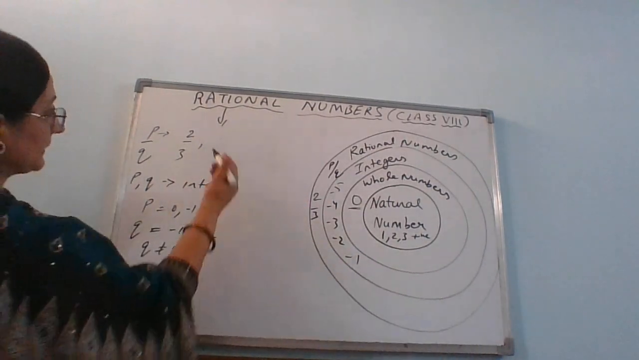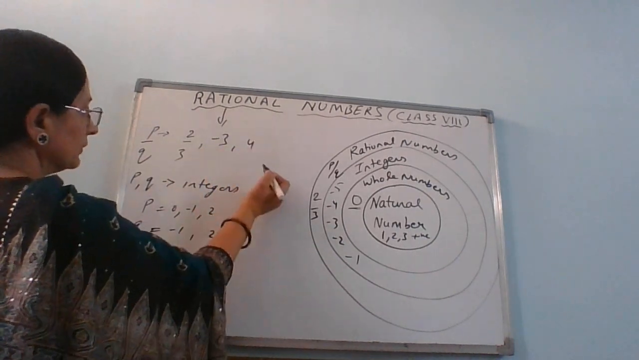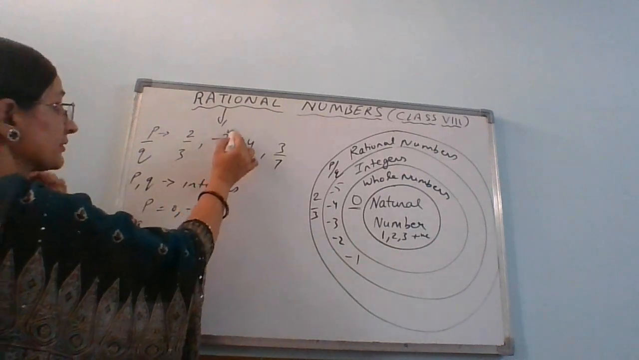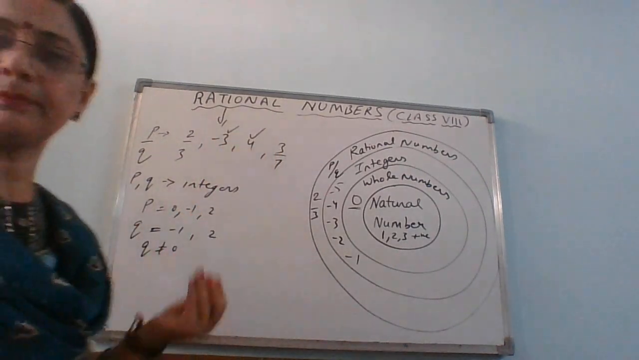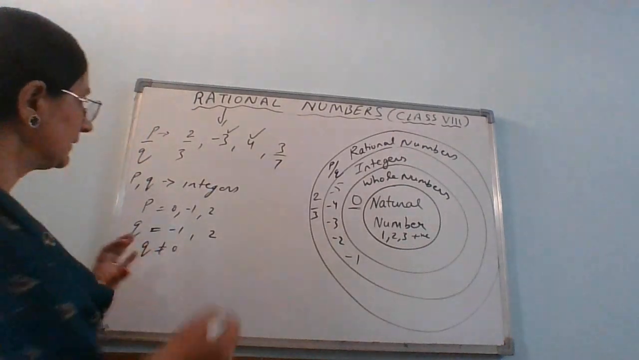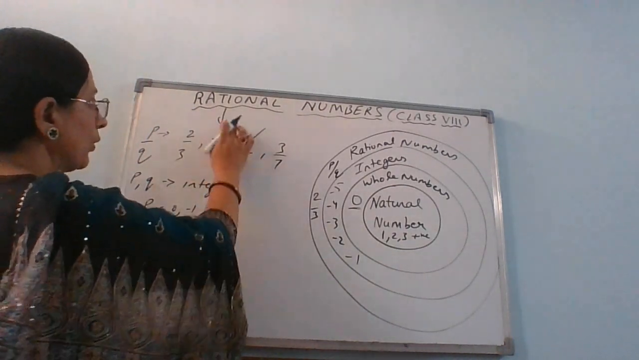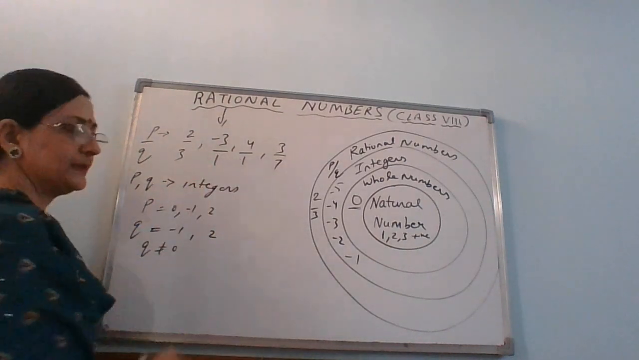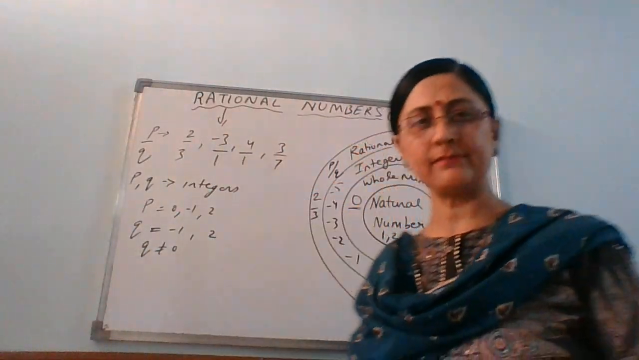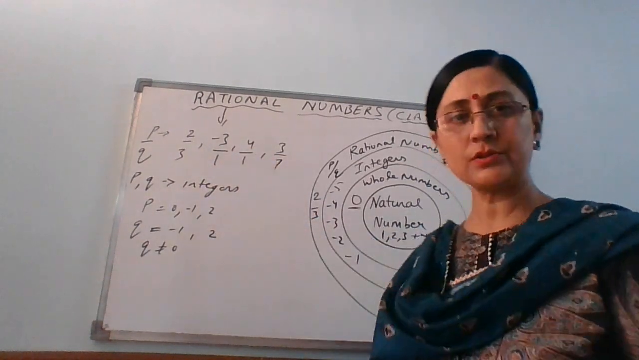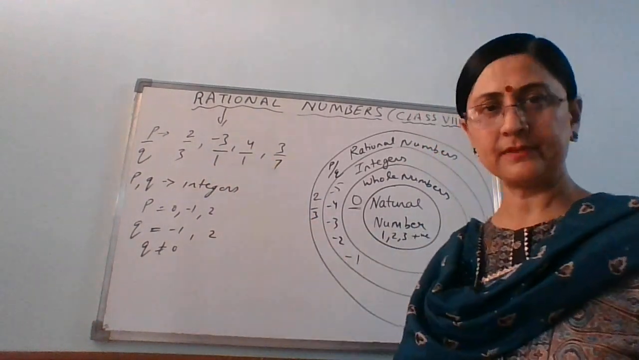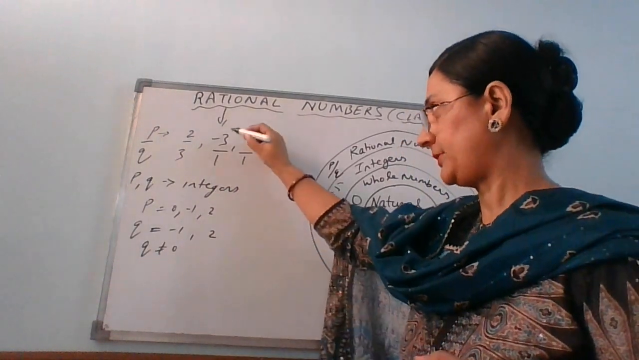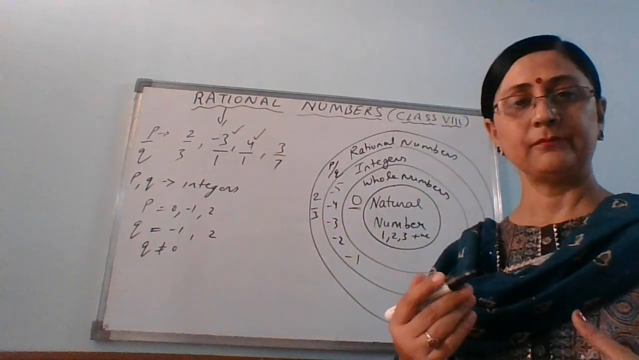So we have different types of numbers. Like I say -3, 4, 3 by 7. Are these rational numbers? They are not in the p by q form. But if we put 1 in the denominator of all the natural numbers or integers, it has the same value, because -3 by 1 is also -3. It makes no difference when we write 1 in the denominator. So these are also rational numbers because they are also of the form p by q.